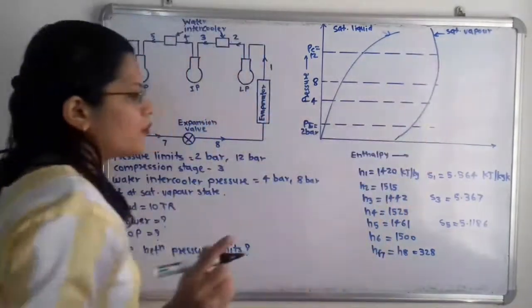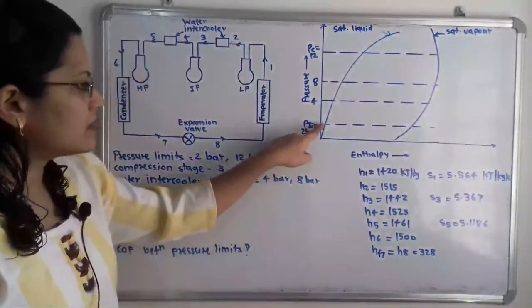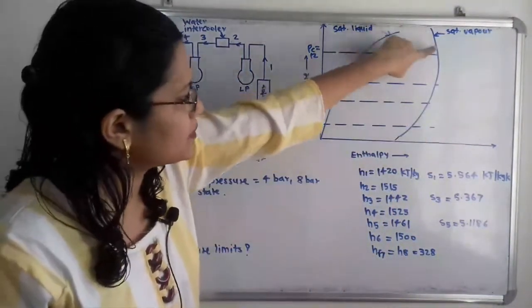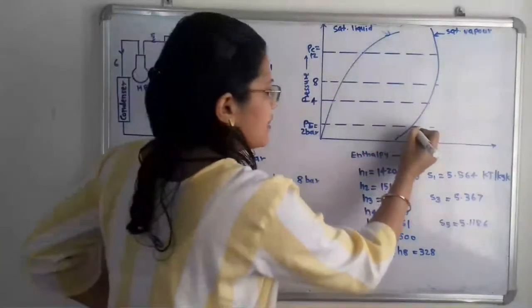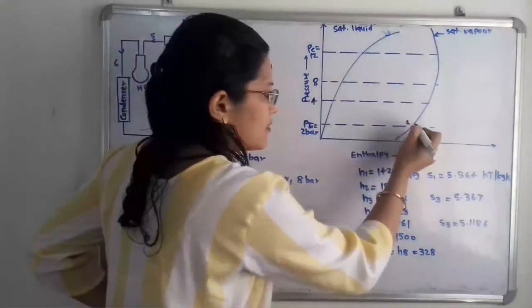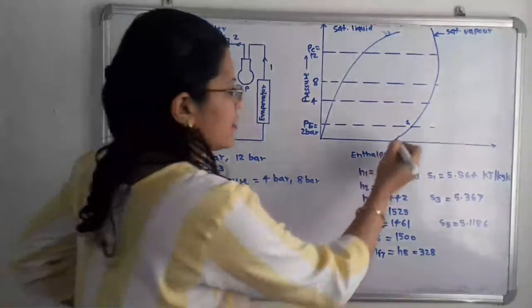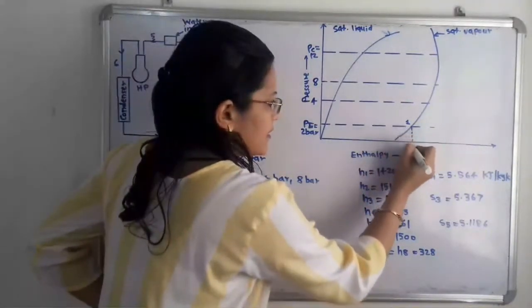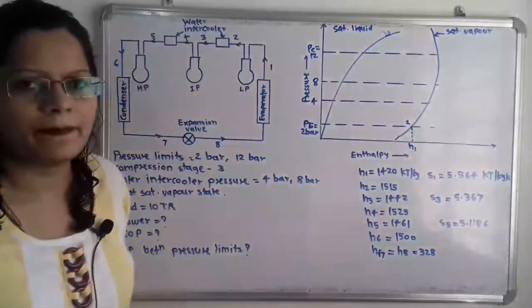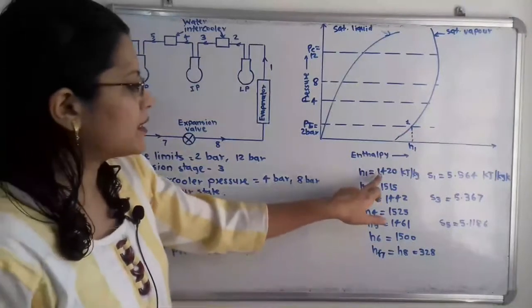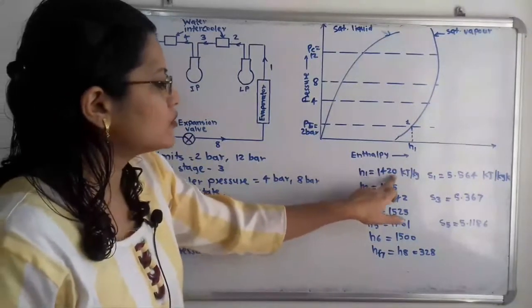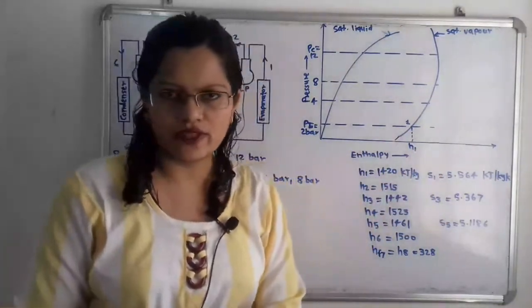So here is the point 1, that is pressure 2 bar and it is at state of saturated vapor. So I will select here the point 1. And here we can say that enthalpy H1 is there. So what is the enthalpy H1? That is 1420 kilojoule per kilogram.